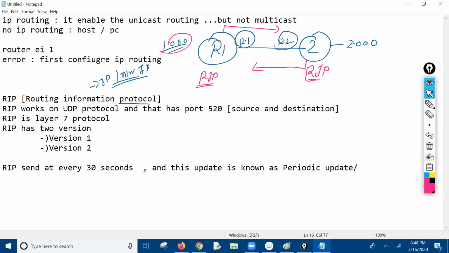What is the meaning of this one? So hopefully this thing is clear. RIP uses UDP, the User Datagram Protocol. So whenever a RIP packet or any update is sent, it will be encapsulated with a UDP packet, right? Encapsulation means what?